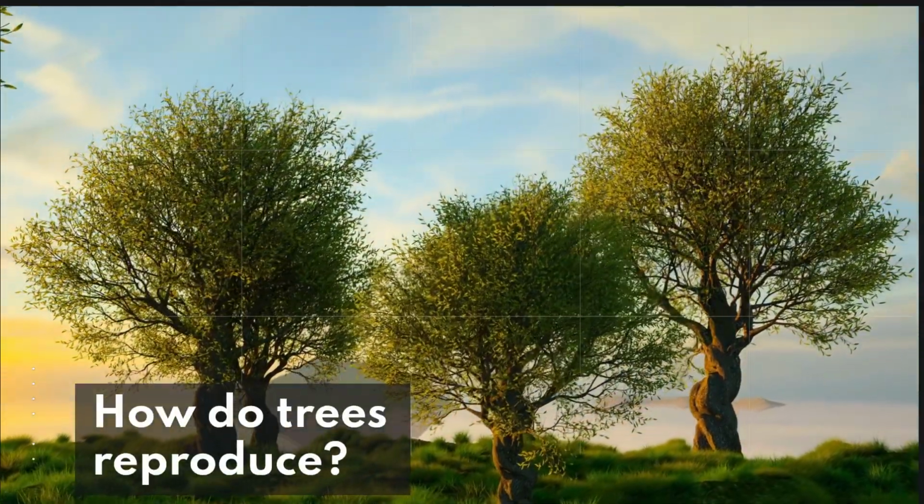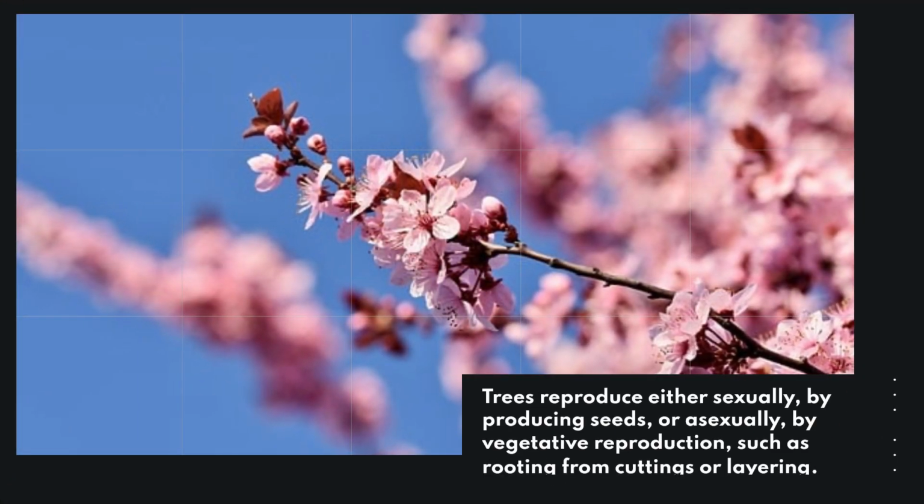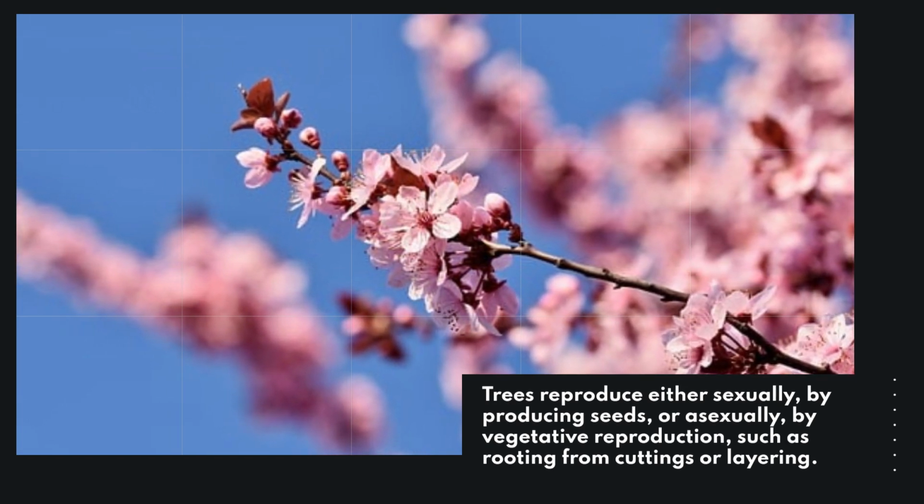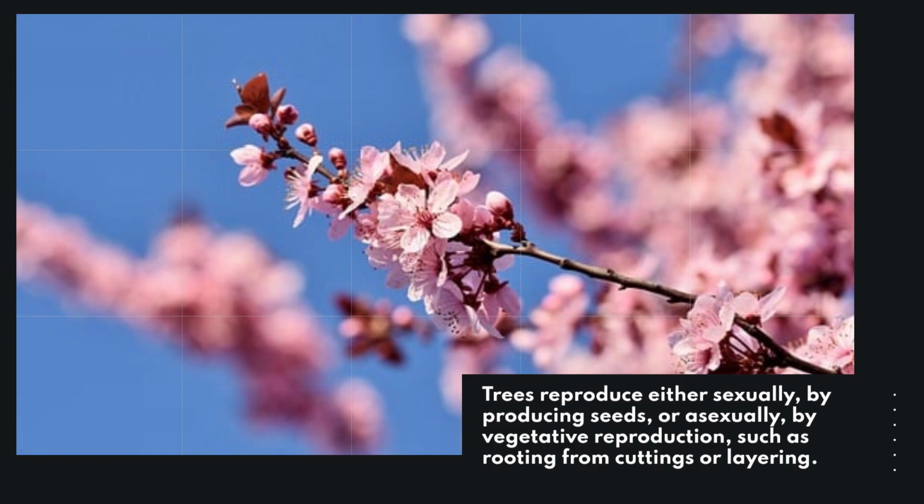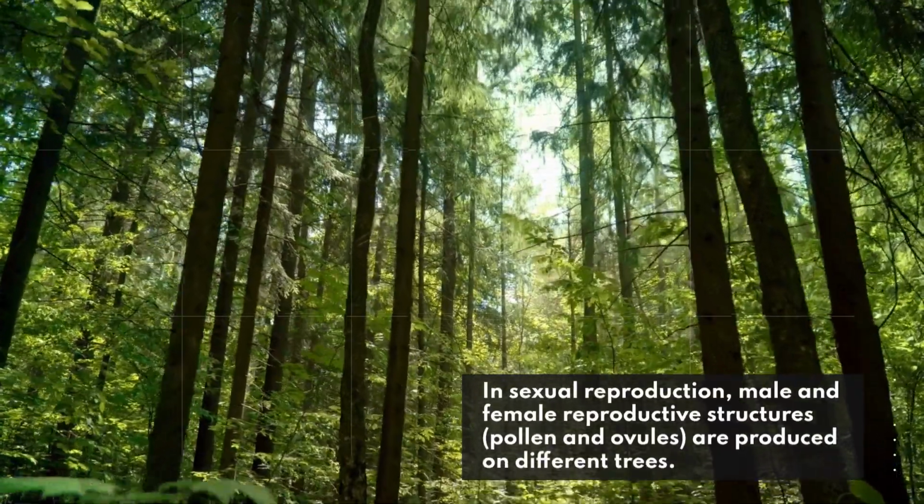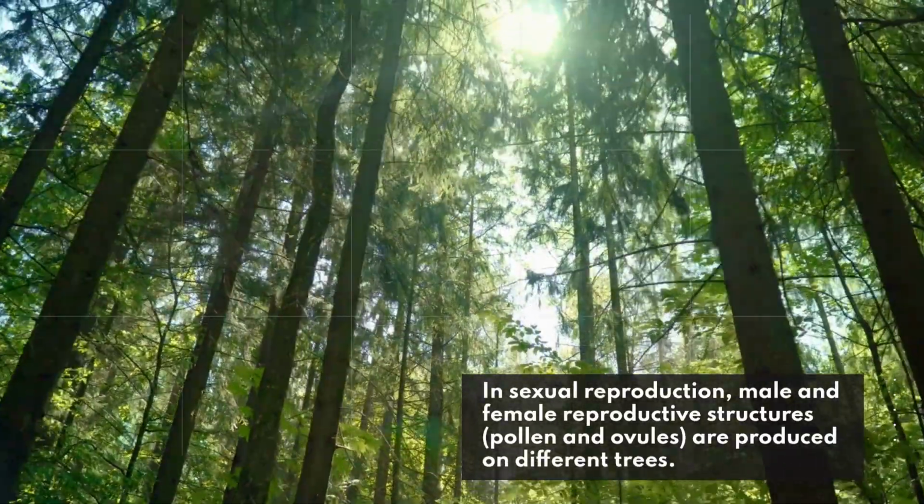How do trees reproduce? Trees reproduce either sexually, by producing seeds, or asexually, by vegetative reproduction, such as rooting from cuttings or layering. In sexual reproduction, male and female reproductive structures, pollen and ovules, are produced on different trees.